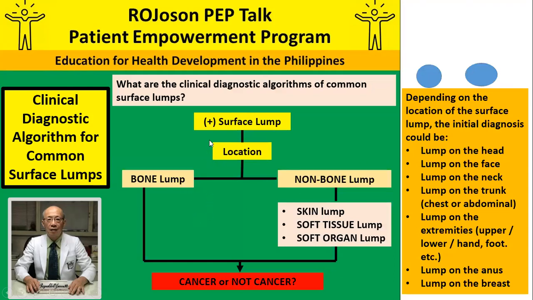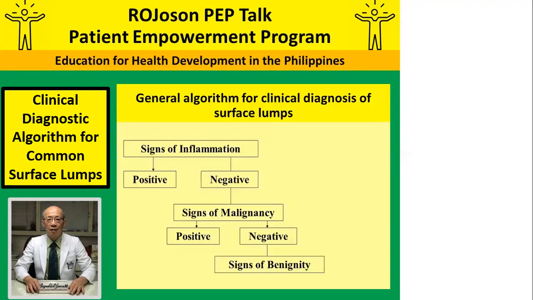So, to repeat: surface lump, if there is one, the location, and after the location, check whether it's coming from the bone or not, and after that, make a diagnosis or suspicion, an educated guess, whether it's cancer or not, based on the algorithm that I gave you. Signs of inflammation first, then signs of malignancy, and signs of benignity. Just remember this: look for signs of inflammation, signs of malignancy, signs of benignity. Just three steps.